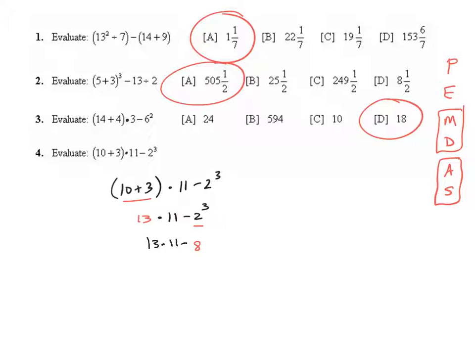Next is multiplication or division from left to right. And I see multiplication there, 13 times 11. If you don't know 13 times 11, go ahead and multiply it out. And you'll end up with 143. Rewrite everything. We're down to 143 minus 8, which is 135.